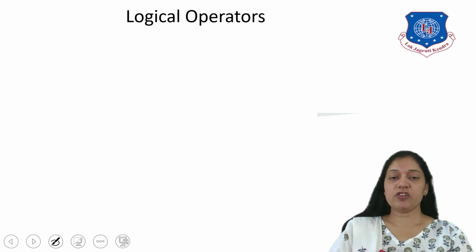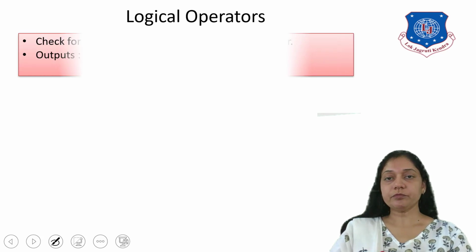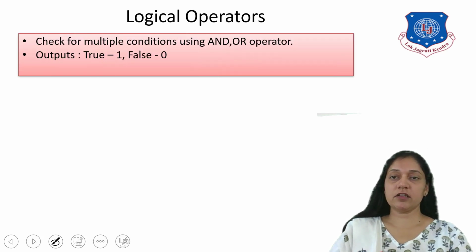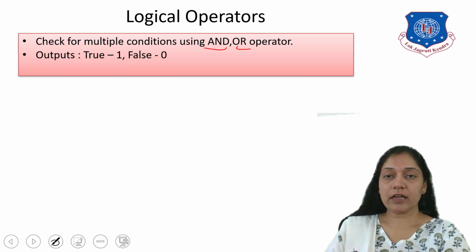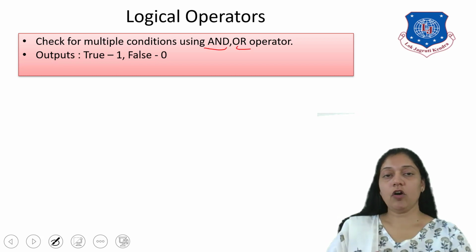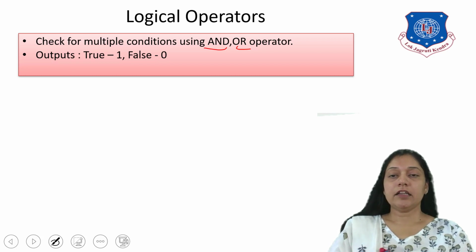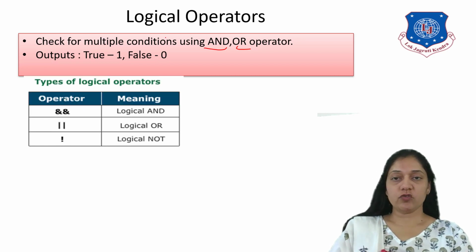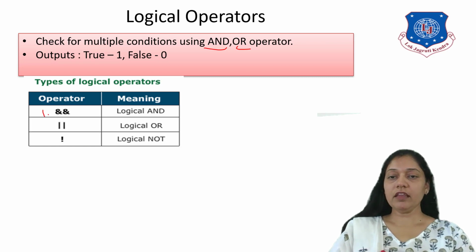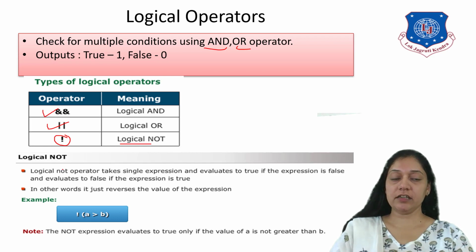Again, very much used in programs. Next is logical operators. Logical operators means checking for multiple conditions in your program. If you want to check more than one condition in your program, then you can use two types of logical operators, that is AND and OR operators. The output is again true or false. True means 1, false means 0. So for checking multiple conditions in your program, we have logical AND, logical OR, and we have one more logical operator, that is logical NOT.